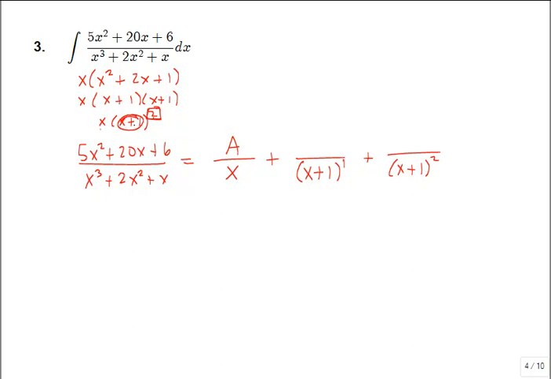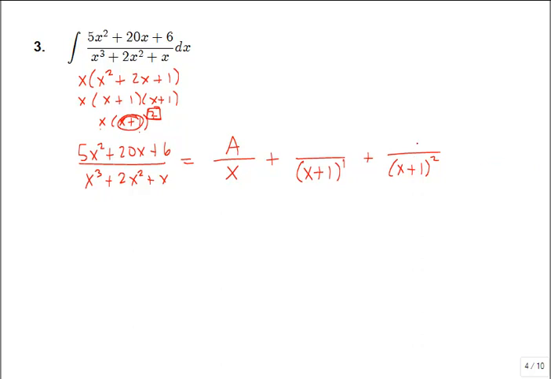If this had been x plus 1 to the 7th, for example, then you would have had x plus 1 to the first, x plus 1 to the second, x plus 1 cubed, 4th, 5th, 6th, and 7th. You would have had all of those fractions in your decomposition.